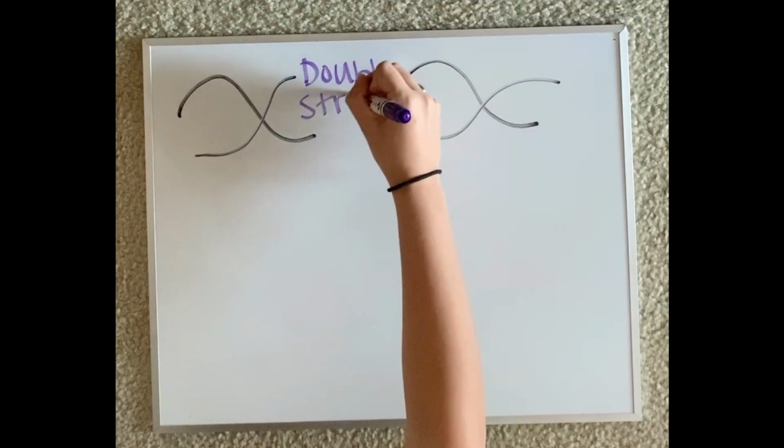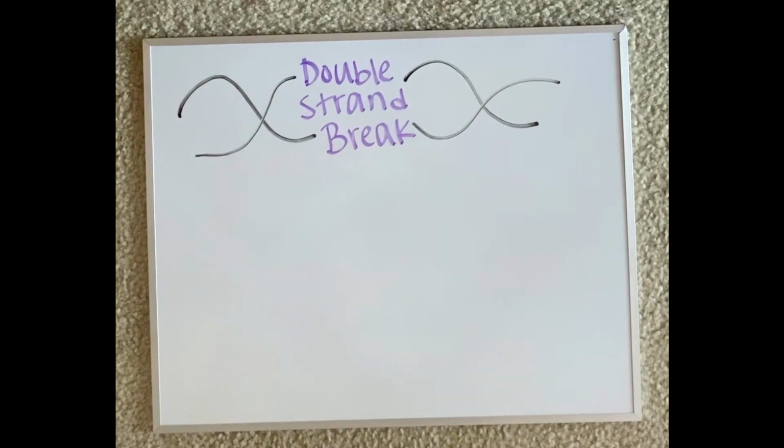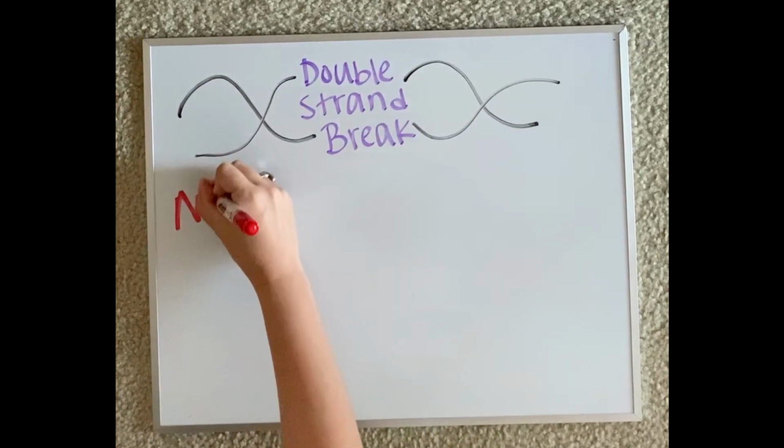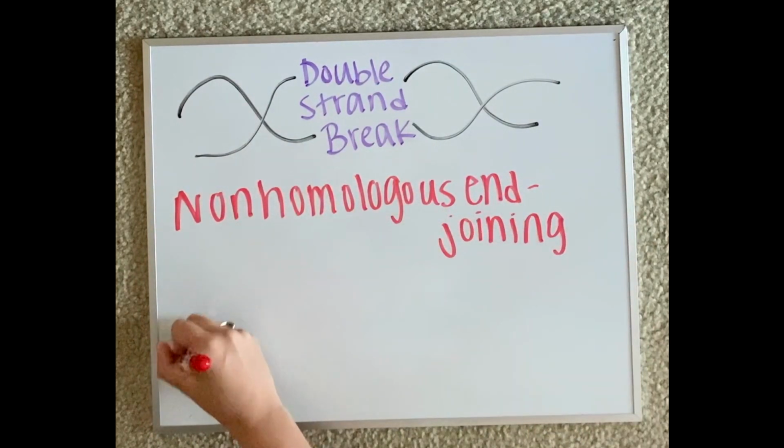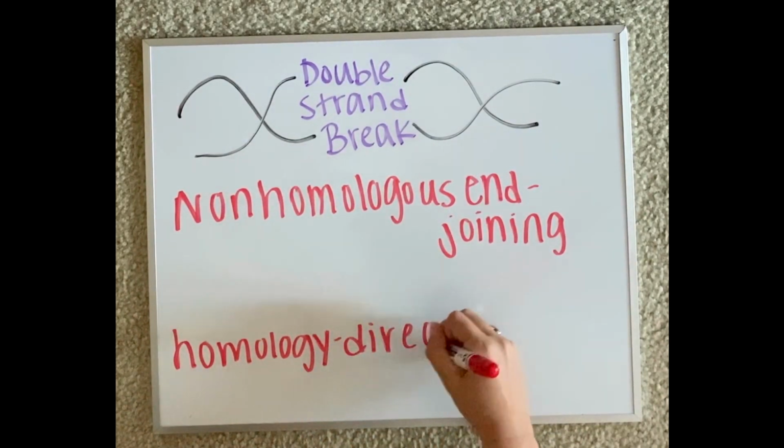Now let's look more closely at double-stranded breaks in DNA. There are two major mechanisms to fix this. One is non-homologous end joining, and the other is homology-directed repair.